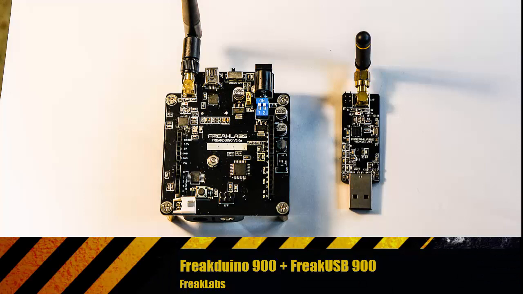The hardware we'll be using is the FreakDuino 900 and the FreakUSB 900. These are low-cost, wireless 900 MHz devices produced by FreakLabs and designed for people just getting into wireless communications with Arduino.